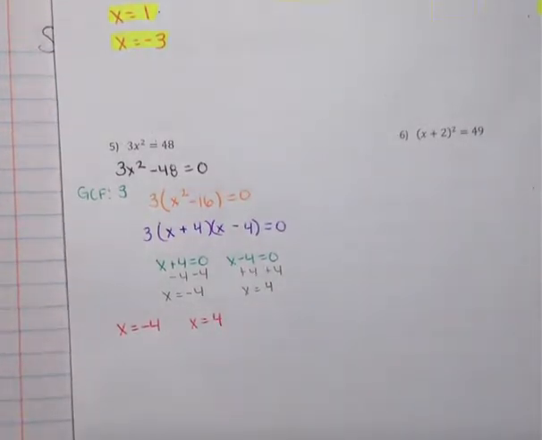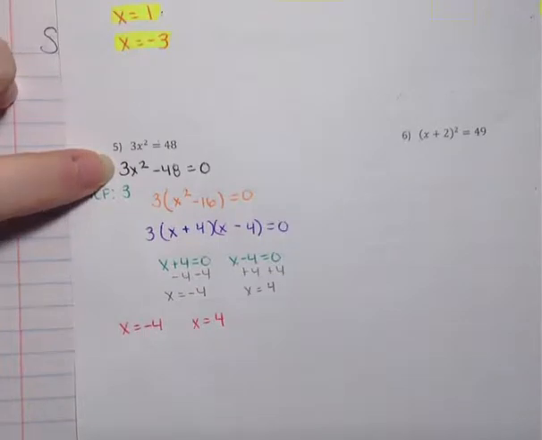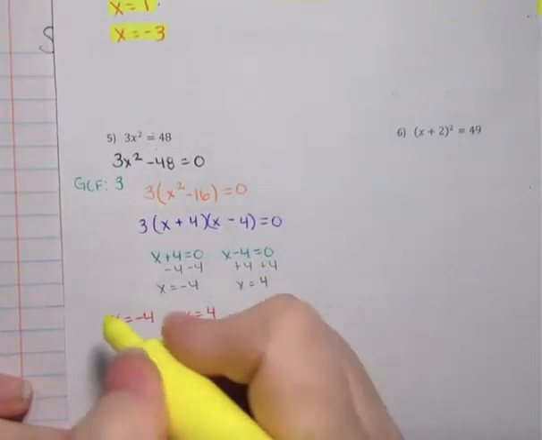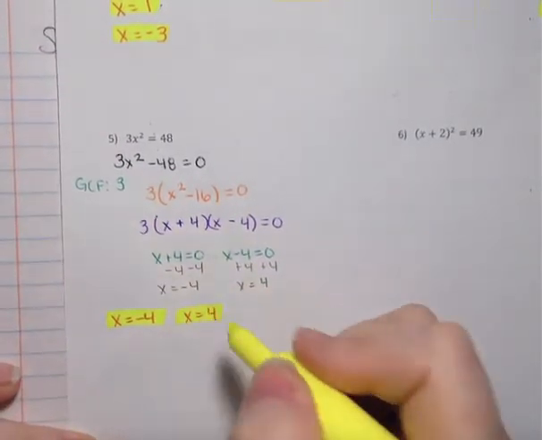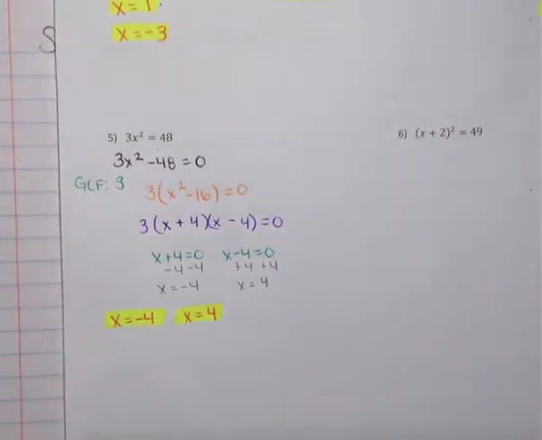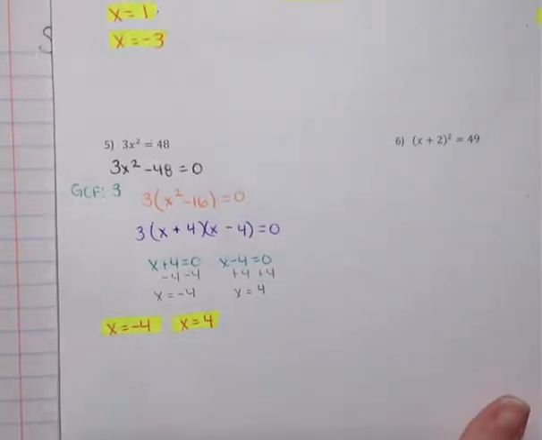So the original quadratic, the standard form quadratic, would be crossing the x-axis at negative 4 and positive 4. So our two solutions, negative 4 and positive 4, tell us that our x-intercepts are at negative 4, 0 and positive 4, 0.